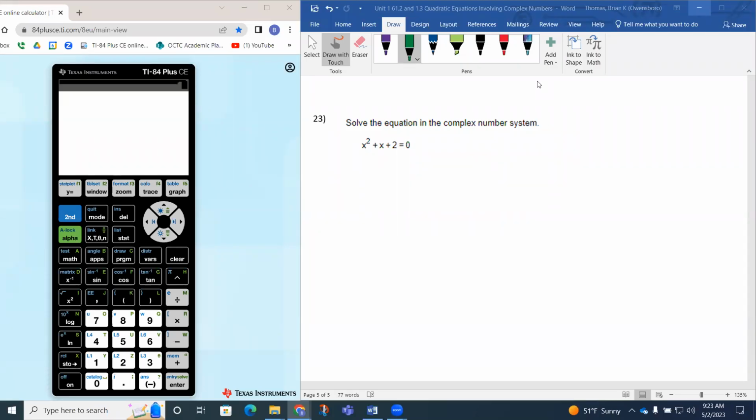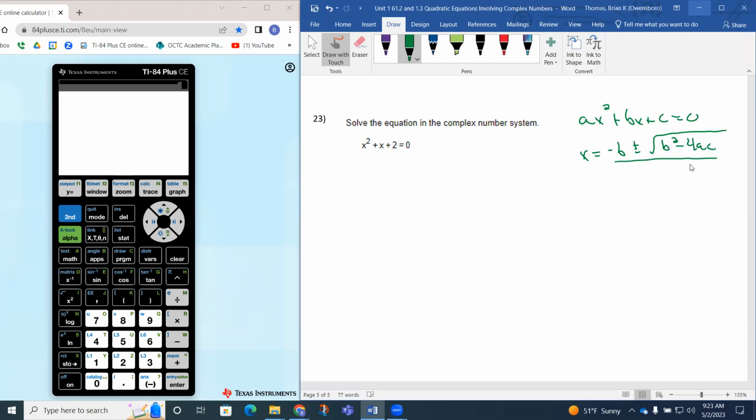So question 23 says solve the equation in the complex number system. Again, as a hint, complex number system is probably telling us to solve this quadratic equation using the quadratic formula. The equation has to be in the form of ax squared plus bx plus c is equal to 0. It has to be set equal to 0. We have x equals the opposite of b plus or minus the square root of b squared minus 4ac, all over 2 times a.